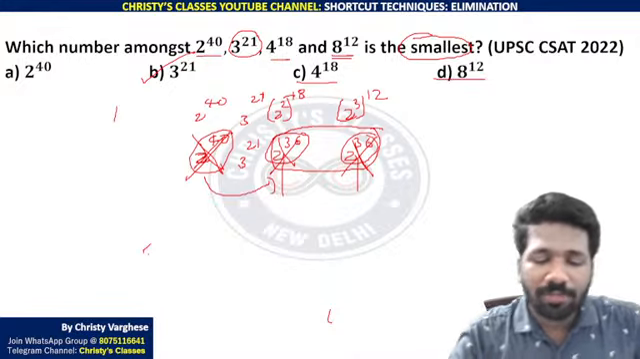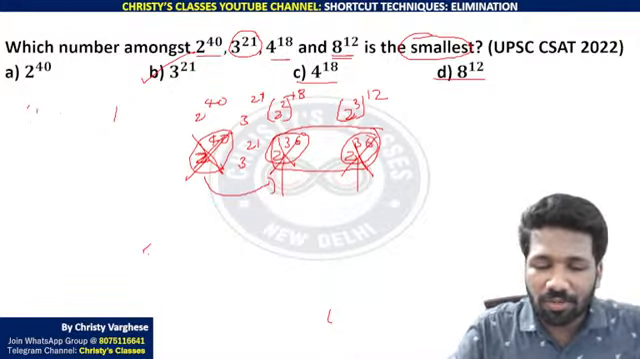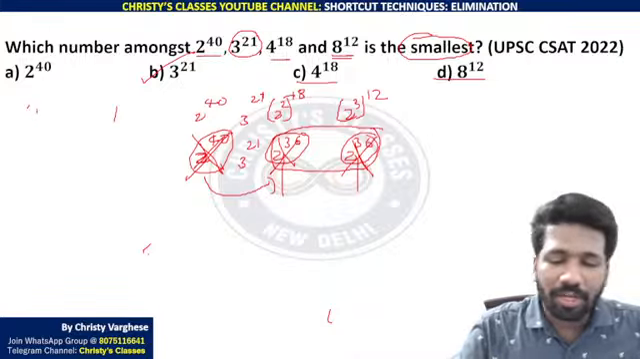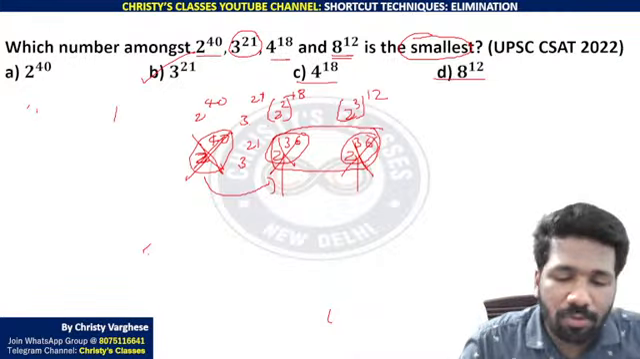And if you put the value of 3 raised to 21 and 4 raised to 18 in your scientific calculator, you can clearly see that the value of 4 raised to 18 is going to be bigger.